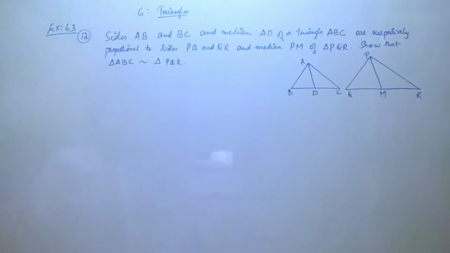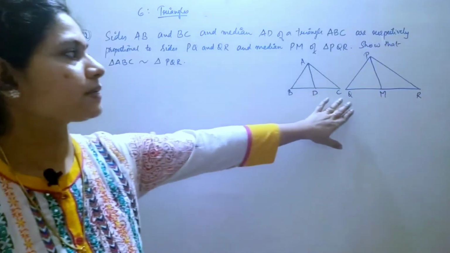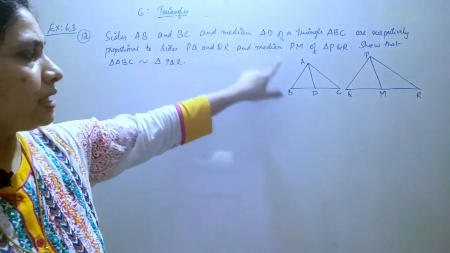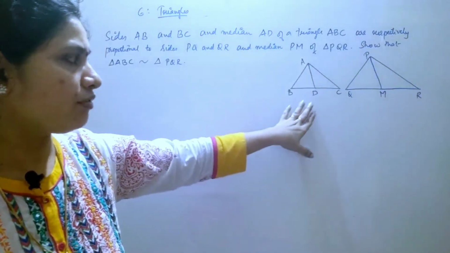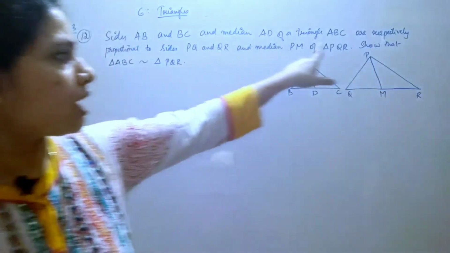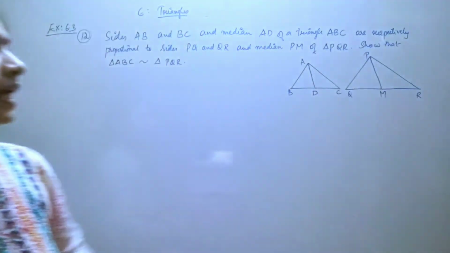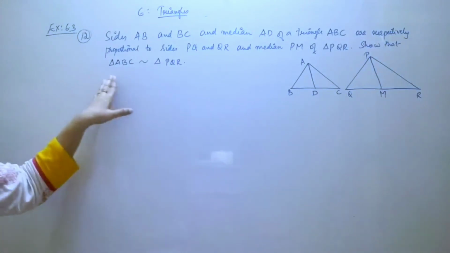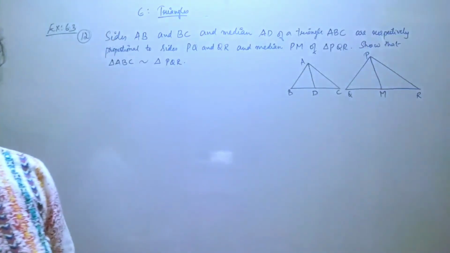Question number 12 is, sides AB and BC and median AD of a triangle ABC are respectively proportional to sides PQ and QR and median PM of triangle PQR. So you have two triangles in this, AB, BC and AD of first triangle, and PQ, then you have QR and PM, they are proportional. Okay, and you have to show that the triangle ABC is similar to triangle PQR.